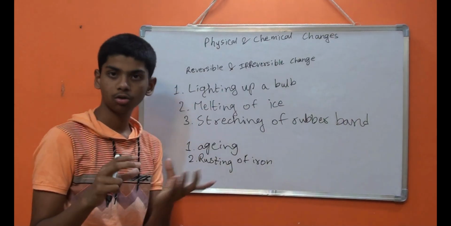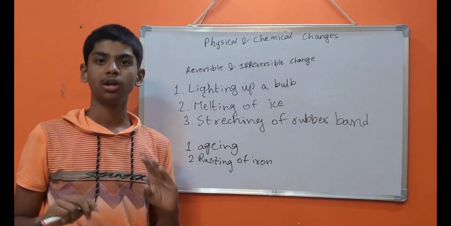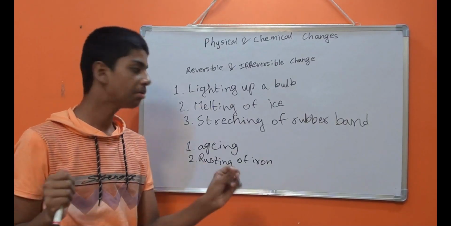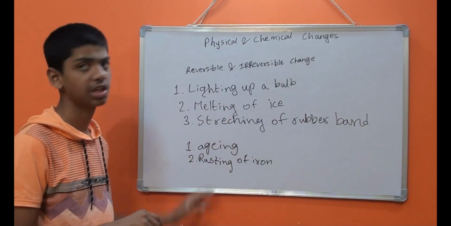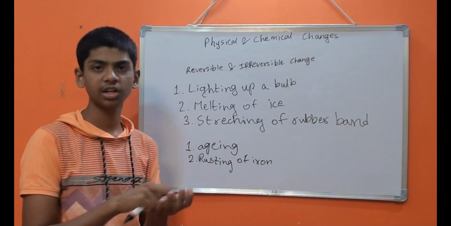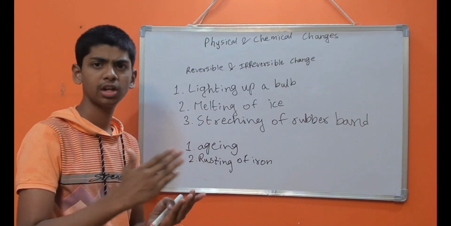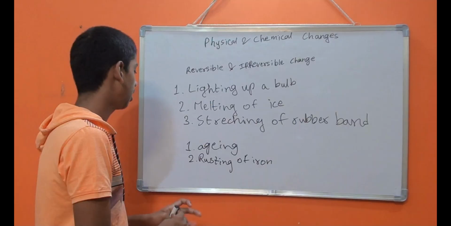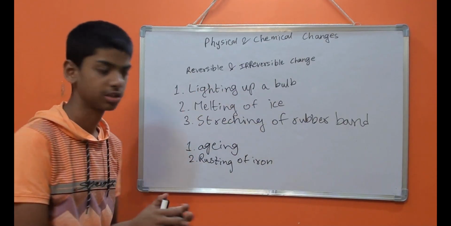Now the second one is rusting of iron. You took an iron rod, you kept it somewhere. After a month or two, rust would be formed on it. That is an irreversible change. Now it cannot be changed. Rusted iron can be polished into smooth iron, but that takes a very long process and a lot of work, so it is considered an irreversible change.